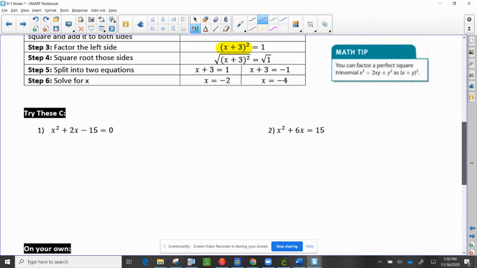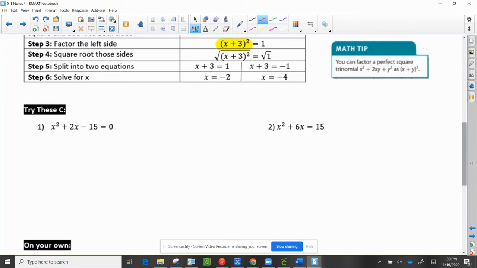All right, so let's look at number 1. This is the only problem type where we don't want it equal to 0. When we factored and when we did all the other problems, we always wanted it equal to 0 on the right side. This is the only one where we don't want that to happen. So in all of these problems, we're going to take our constant and move it to the other side. So I'm going to take this 15 and move it over like this.